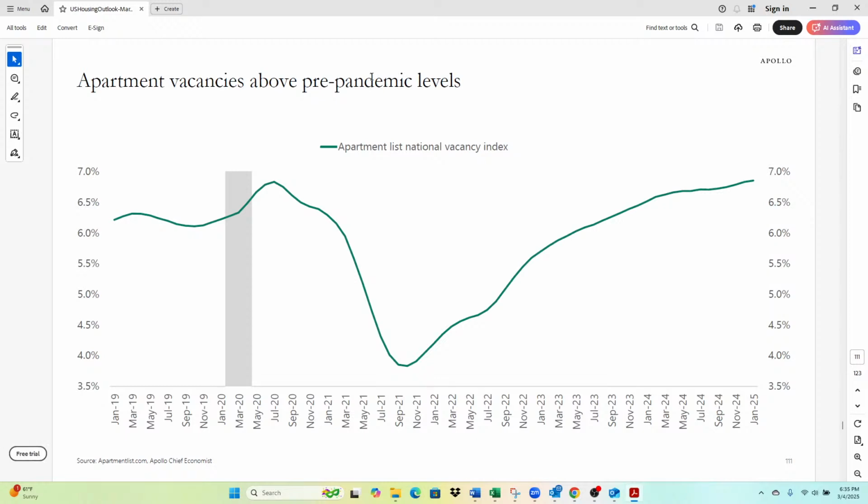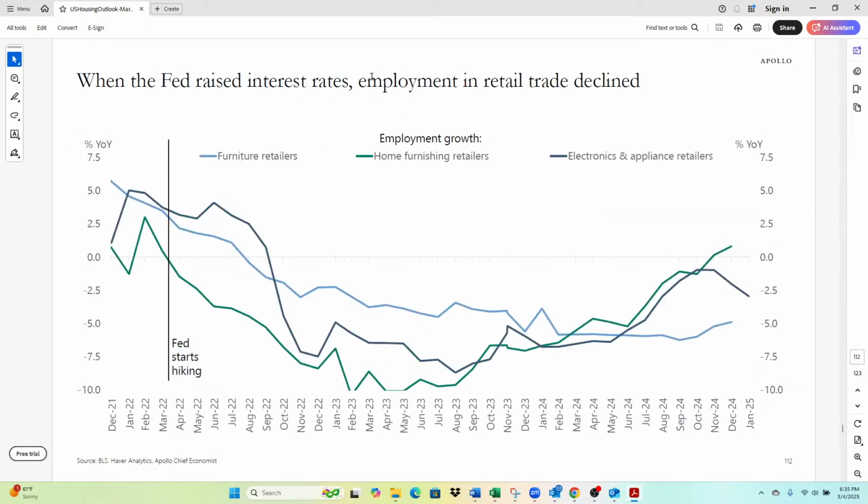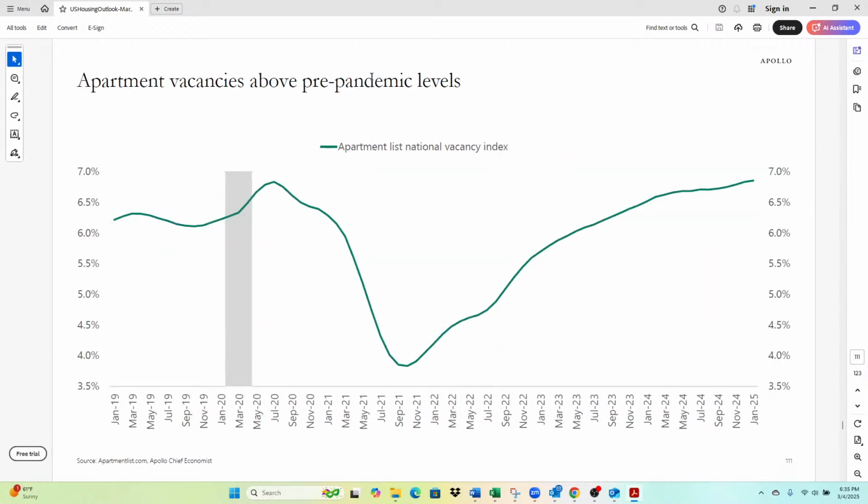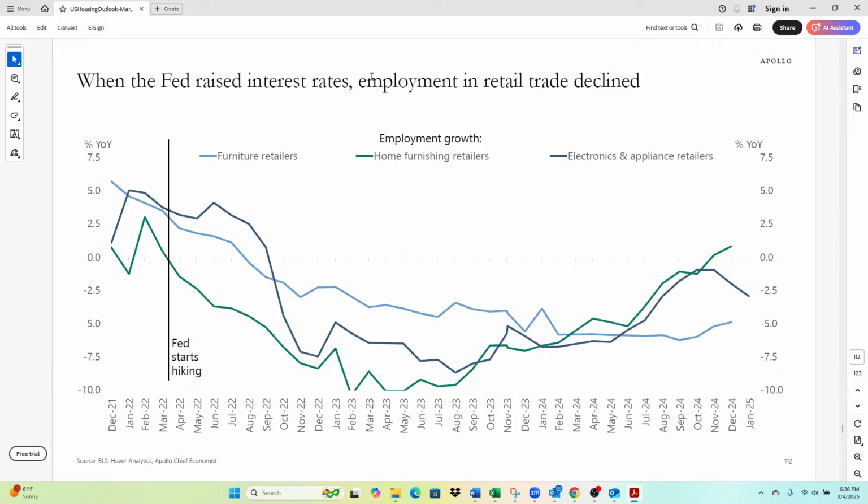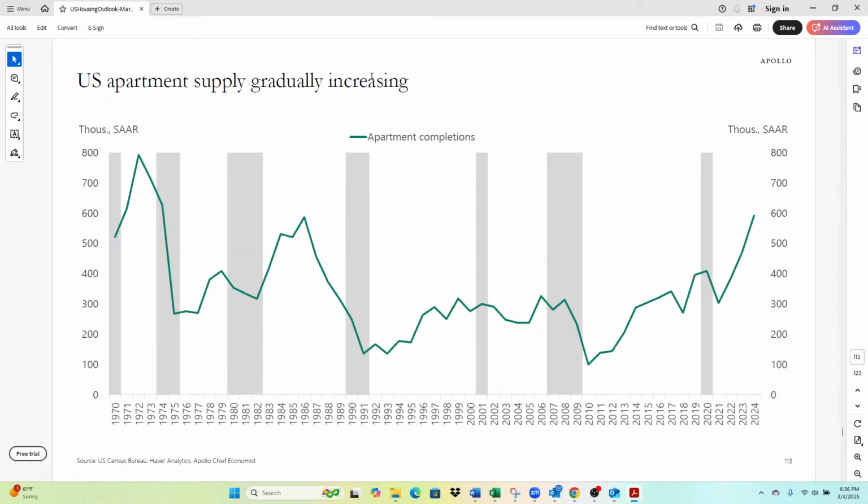Next thing, apartment vacancies are now above pre-pandemic levels. What that has to do with, as you'll see in the slide coming up, is there's just been a ton of new inventory added the last couple of years, which is why there are more vacancies. That's the only reason why. When the Fed raised interest rates, employment and retail trade declined. Things we know. U.S. apartment supply, this is what we're saying.